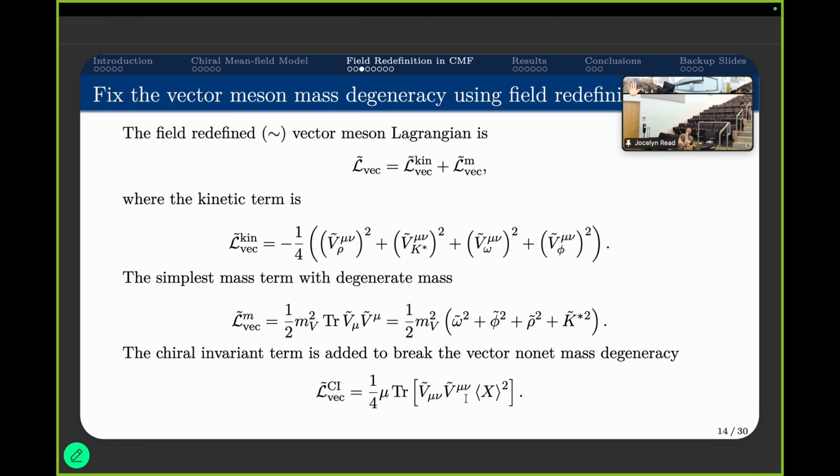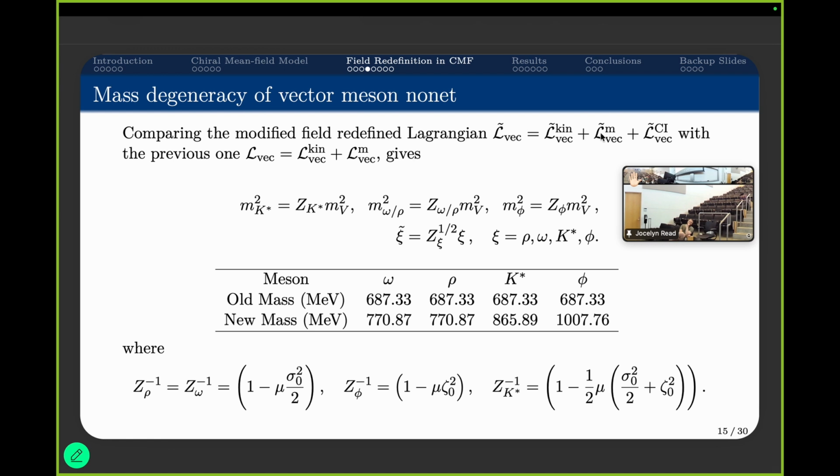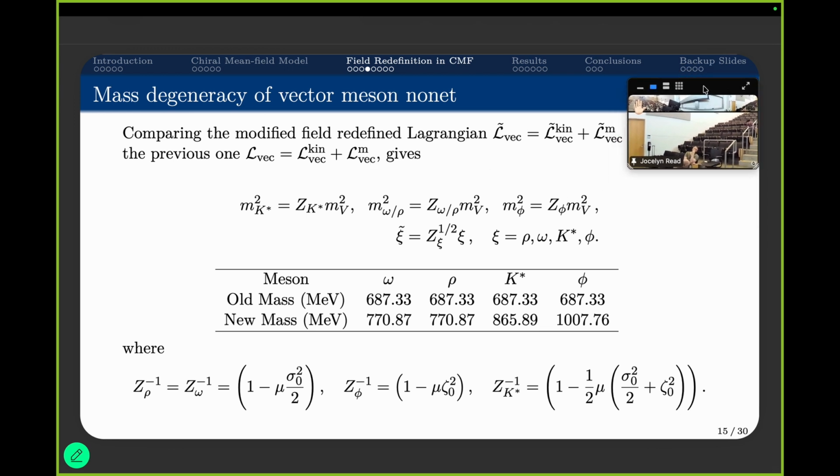When we expanded it and added it to this Lagrangian, we now have three terms. We had two terms before, and now we added one more term to break the mass degeneracy, and we compared it with the old meson Lagrangian. By doing all the derivation and mathematics, we obtained a few relations, and we found that the redefined field is related to the old field with this parameter, which has been written here, and it depends upon the mu parameter which was introduced in the chiral invariant term.